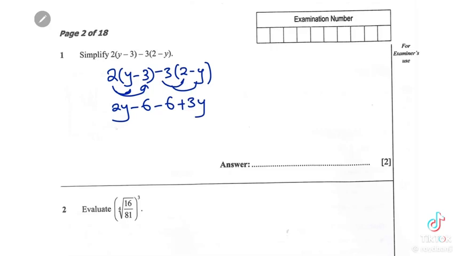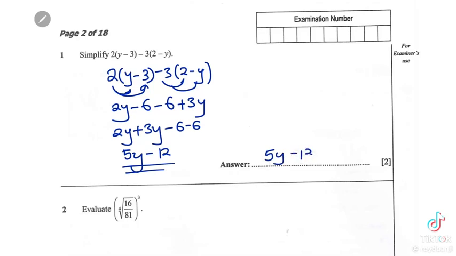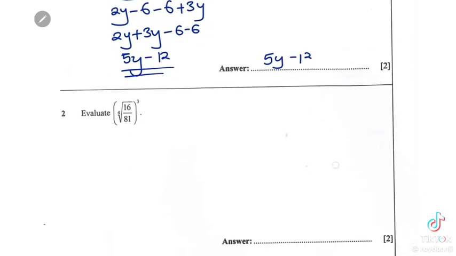Then bring the like terms together. So you're going to have 2y plus 3y minus 6 minus 6, and this is going to be 5y minus 12. Okay, so that is the answer to this question. Then you put your answer here, 5y minus 12. Just that, 2 marks.